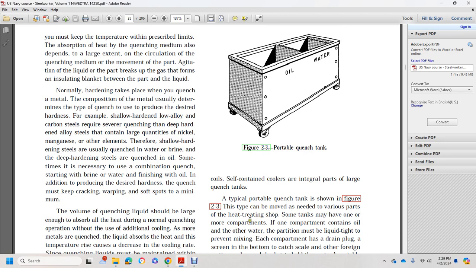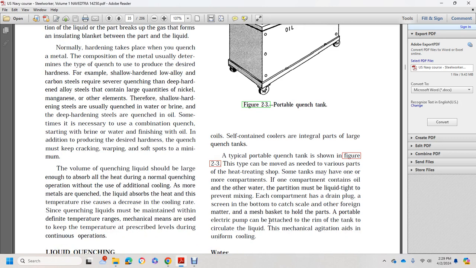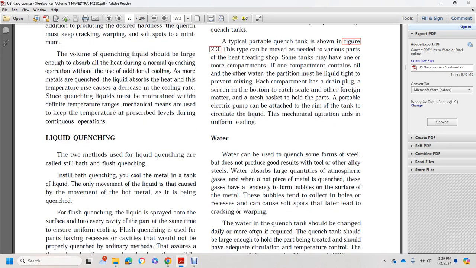Some of the tanks may have one or more compartments. If one or more compartments contain other liquids, a partition is used to prevent mixing. The compartment has a drain plug with a screen at the bottom to catch scale. Other forms have a mesh basket to hold the parts. A portable electric pump can be attached to the rim of the tank to circulate the liquid. Mechanical agitation aids uniform cooling.